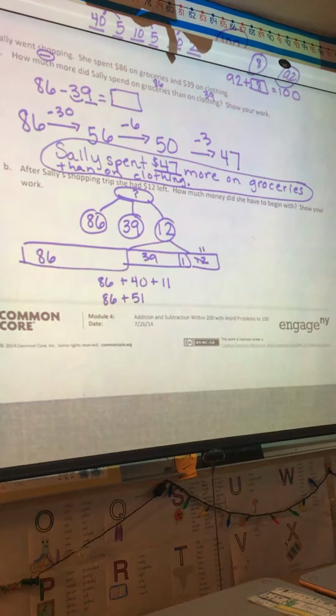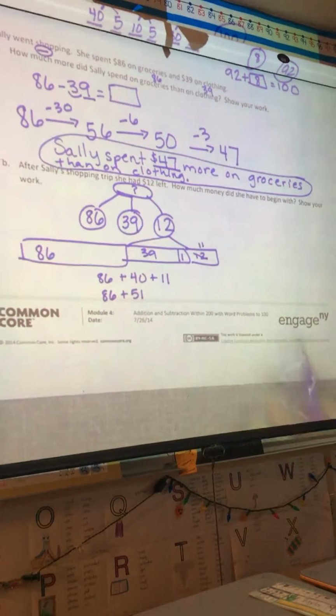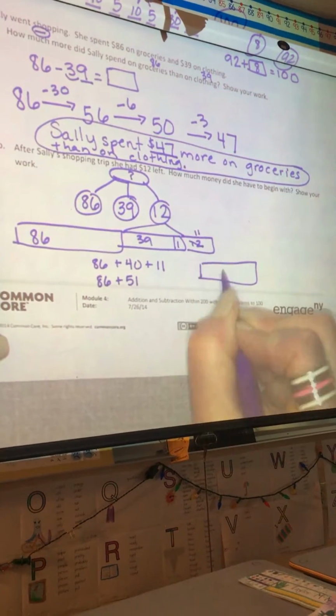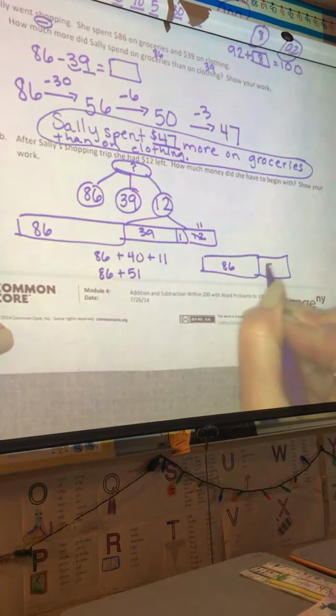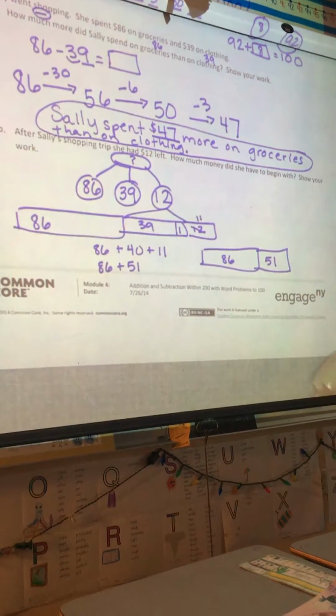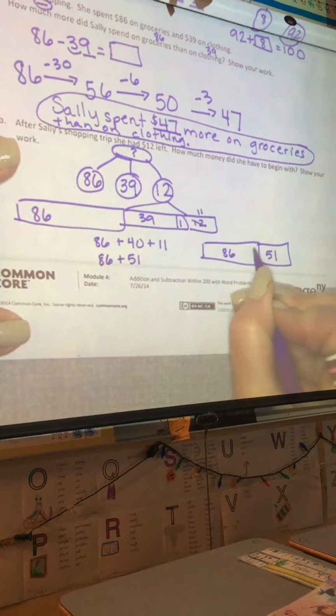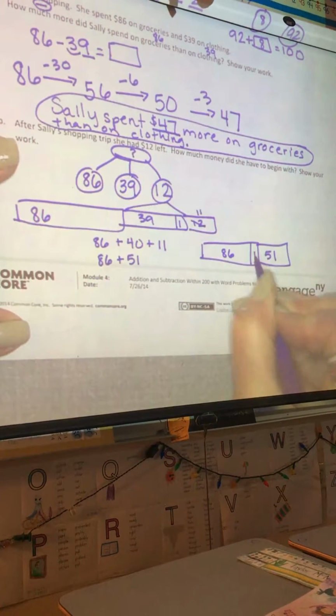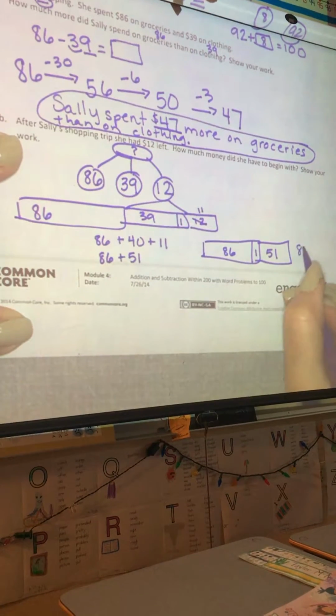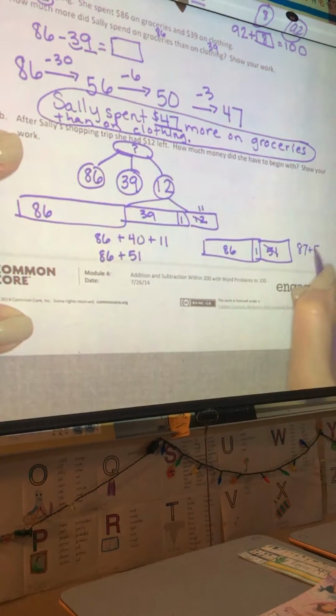And now I'm going to make another tape diagram for 86 plus 51. And I can easily get that 51 down to a 0 in the ones place by giving 1 to the 86. So now I'll have 87 plus 50.